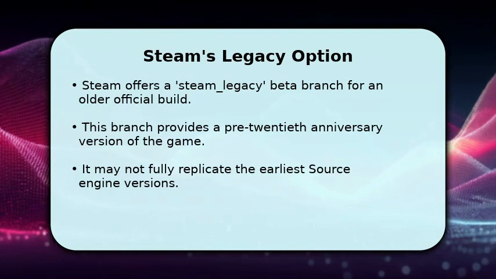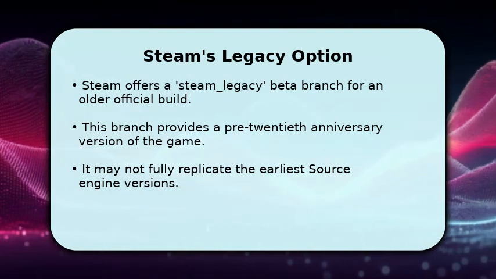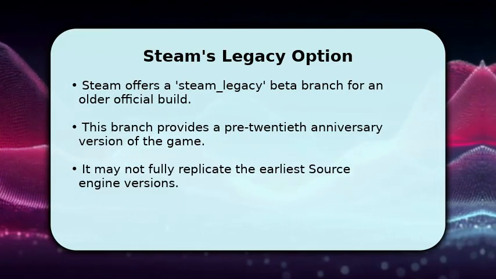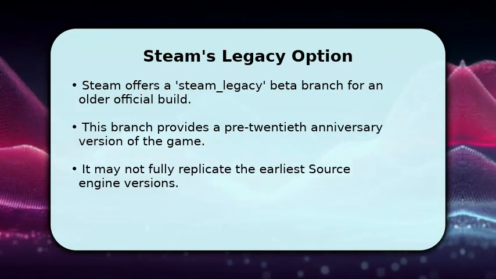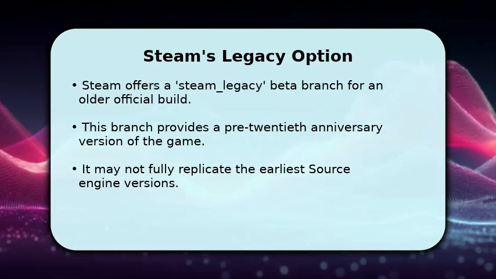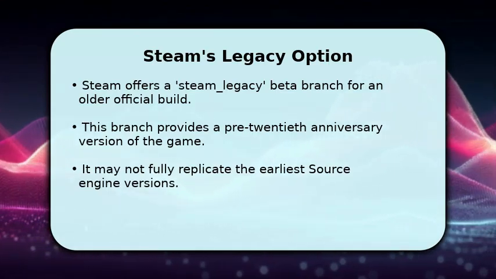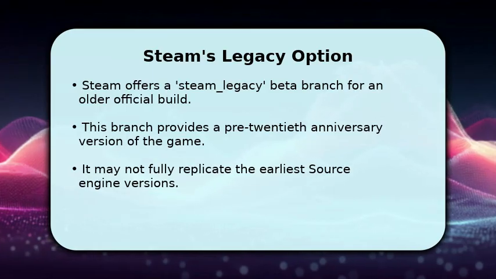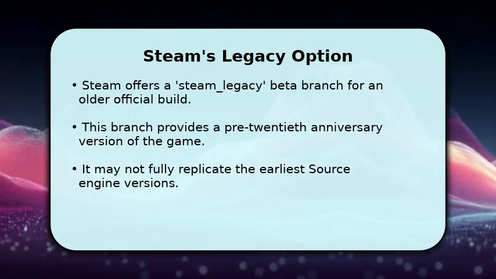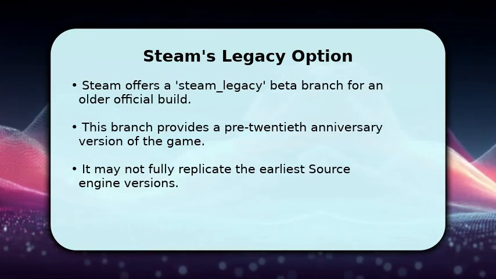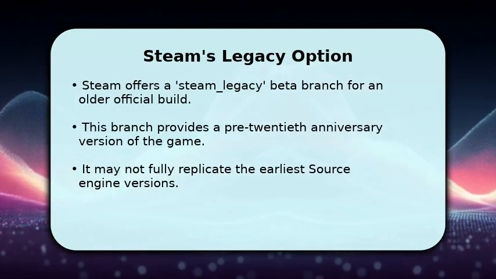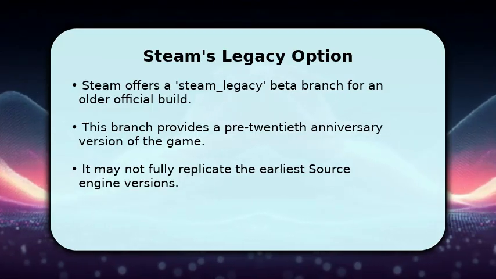First, you can explore Steam's official Steam Legacy Beta branch. This option provides an archived build of Half-Life 2 from before its 20th anniversary update. While it offers an older official experience, it might not perfectly match the very first source engine versions from the game's initial launch. To enable it, right-click Half-Life 2 in your Steam library, select Properties, navigate to the Betas tab, and choose Steam Legacy from the drop-down menu. This is a good starting point for a slightly older feel.